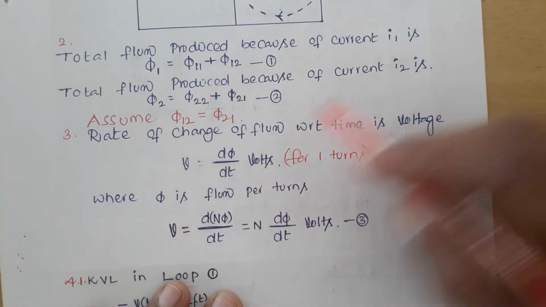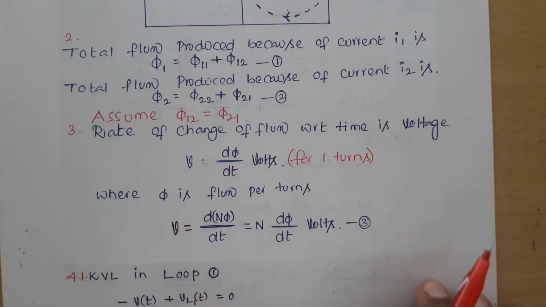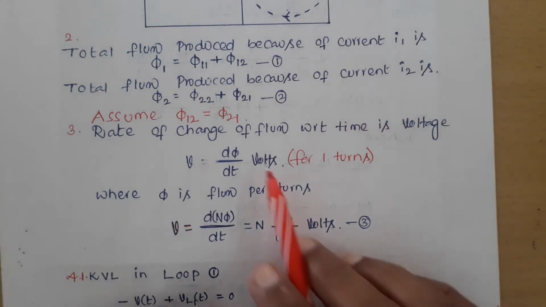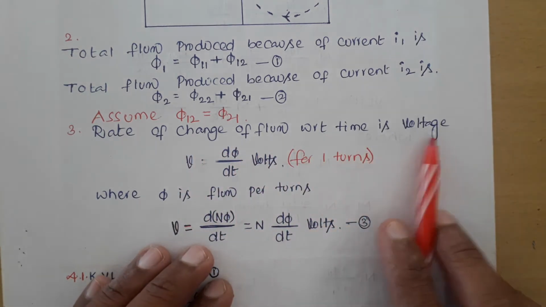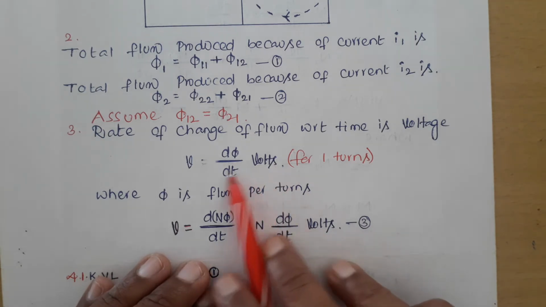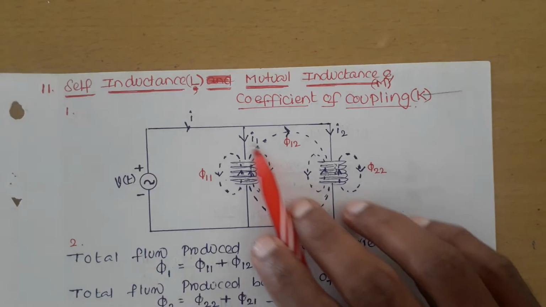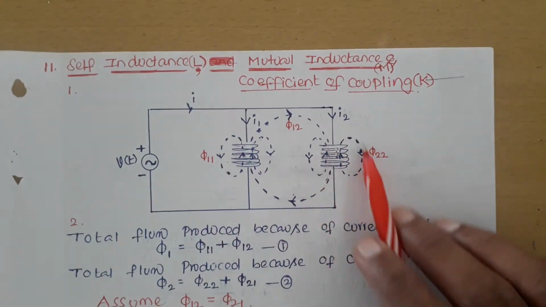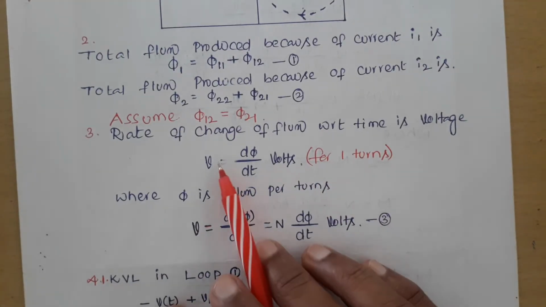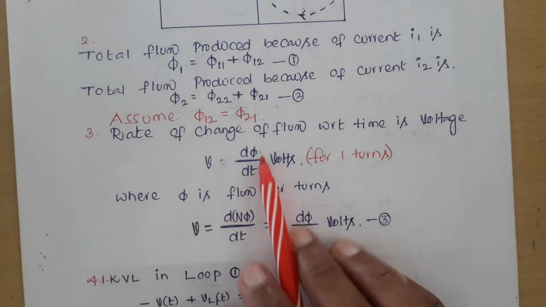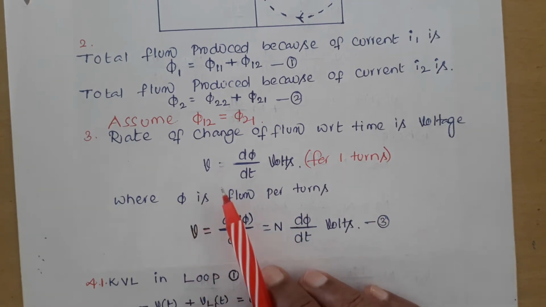Rate of change of flux with respect to time is voltage. The definition of voltage is rate of change of flux: d phi by dt is volts. This is for one turn. Here there are many turns in coil 1 and many turns in coil 2. For one turn, the voltage is d phi by dt. Similarly, a coil means there are many turns.